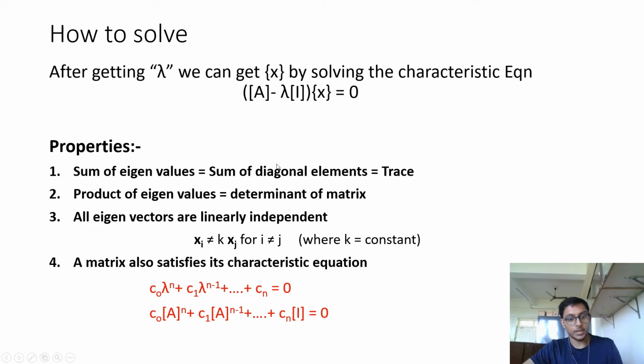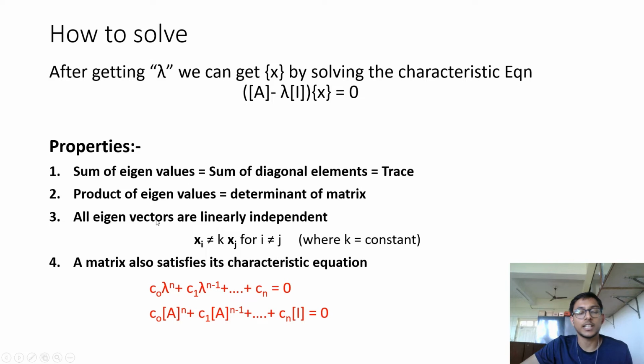Now here are some must-remember rules for the eigenvalues and eigenvectors. The sum of eigenvalues is the sum of the diagonal elements of a matrix, which is called the trace. The product of eigenvalues is the determinant of the matrix.